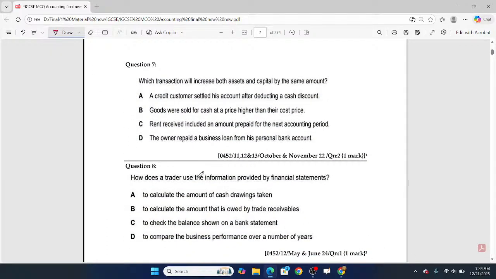Now, which transaction will increase both assets and capital by the same amount? Credit customer settled his account after deducting cash discount. You just think about the journal entry here. Credit customer settled his account, then you will be getting bank and creditor. It will have an asset, of course, but it will not have capital. So it will not have any impact over there. So it is not the correct answer.